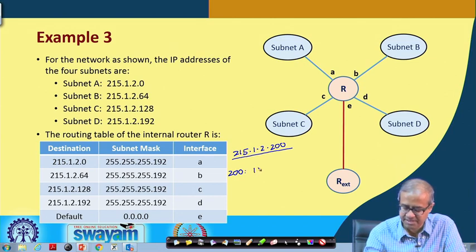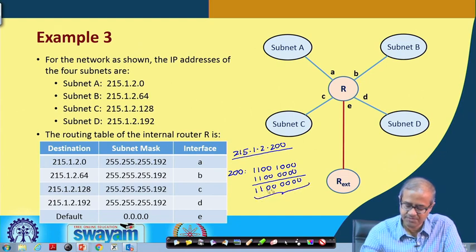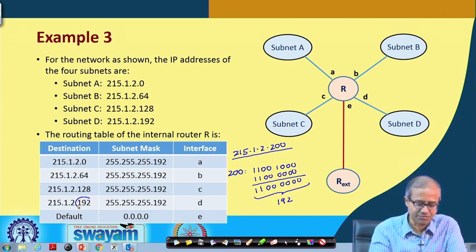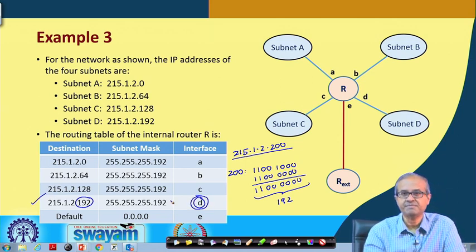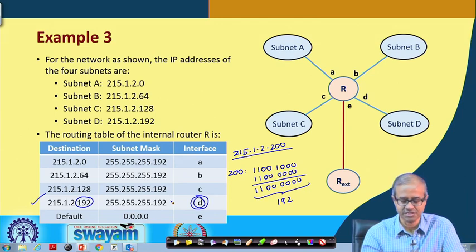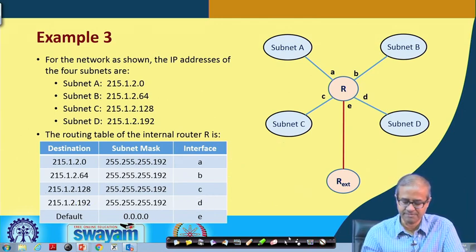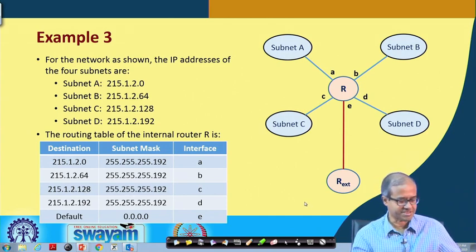200 in binary is 1100 1000, and 192 is this. So, if you do AND, it will be 1100 0000, and 1100 0000 in decimal is 192. So, there will be a match with the fourth row, and the packet will get forwarded to D, right. So, this is how the packet forwarding is happening for this example.